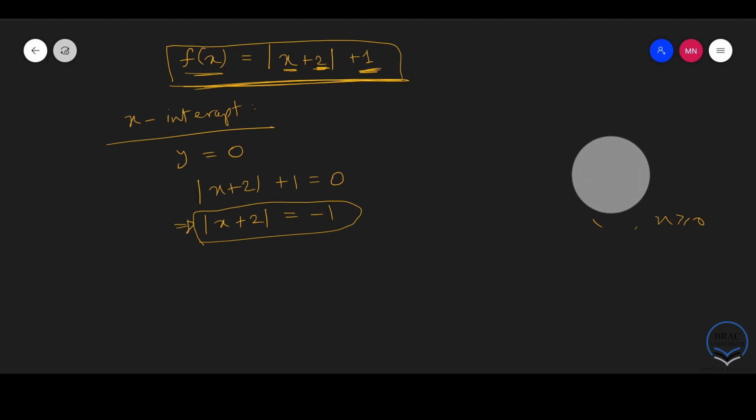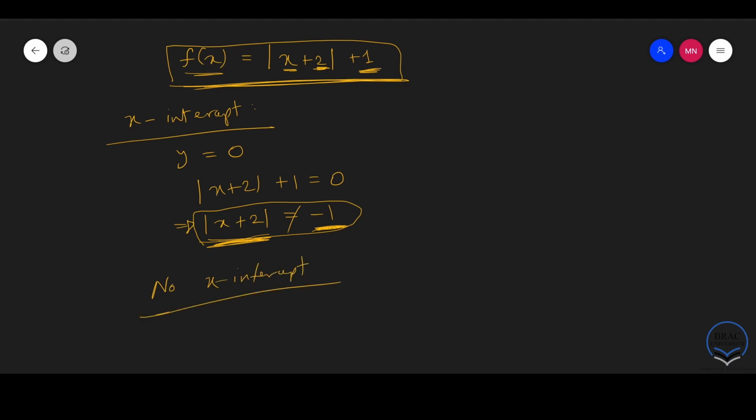So from this, we know that in this case, we're taking the absolute value of x plus 2, and yet we're getting something negative, and this is not possible. So there is no x-intercept in this case. So for this function, there is no x-intercept.